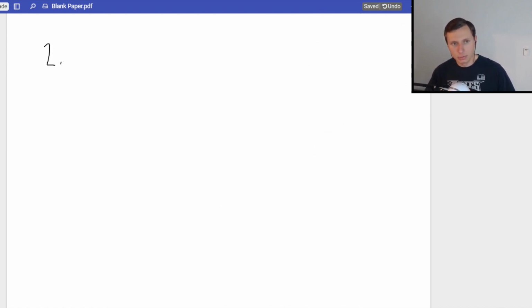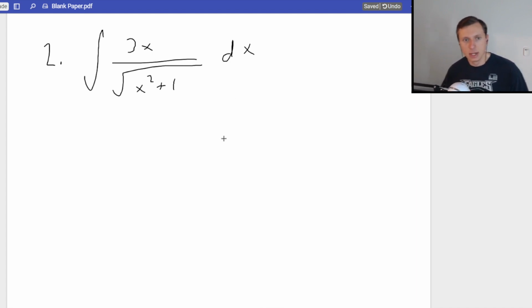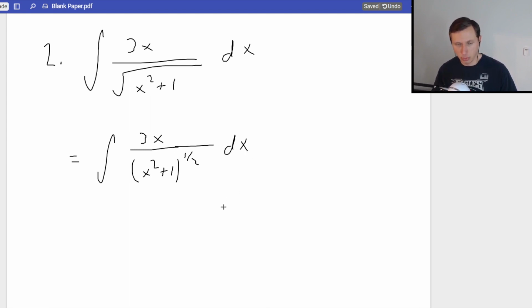Number 2 for U substitution, we have the integral of, in the numerator, 3x. In the denominator, I have the square root of x squared plus 1 dx. Okay. So once again, we're going to need to do a U substitution. I'm also going to save us a step right now and just say, yes, we can write the denominator as numerator 3x, denominator quantity x squared plus 1 to the 1/2 power. Yes, that's a good idea. We are going to be doing that at some point.